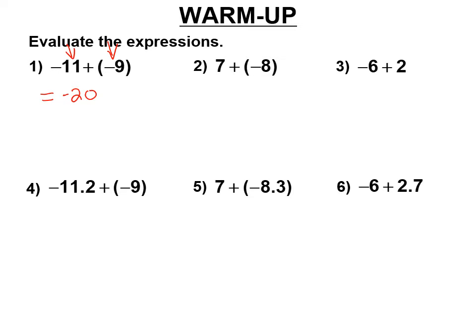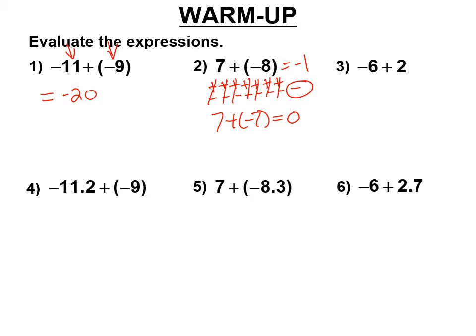The second one is different. We have 7 positives here. Hopefully you're an algebra student, so you don't have to draw these anymore. But we have 7 positives and we have 8 negatives. And 7 positives plus 7 negatives would make 0. So 7 positives plus 8 negatives make negative 1.